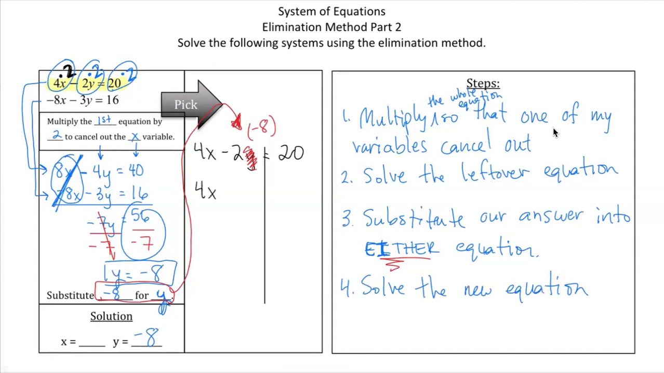So 4x didn't change. Here, this is a -2 times -8. Be careful with your signs here. -2 times -8. Negative times a negative is positive. 8 times 2 is 16. And we still have that equals 20.